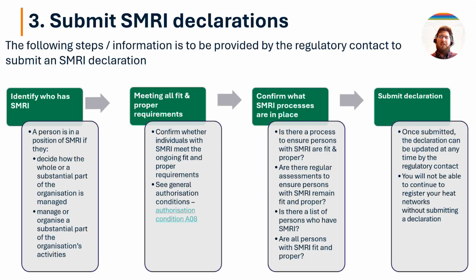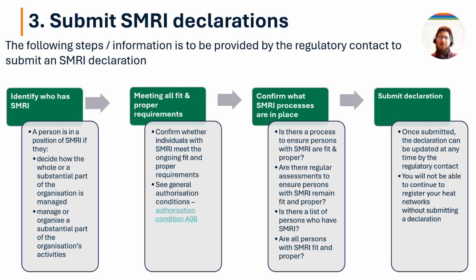The next step is submitting an SMRI declaration. This declaration relates to the authorization condition A08, the ongoing fit and proper requirement, which requires that persons in positions of significant managerial responsibility or influence for a heat network are fit and proper. The person has SMRI if they make key organizational decisions or manage activities affecting all or a substantial part of the organization. We will not ask you to provide a list of individuals with SMRI, but to complete the declaration, you need to understand who these people are in your organization.